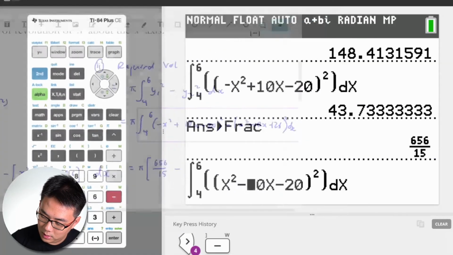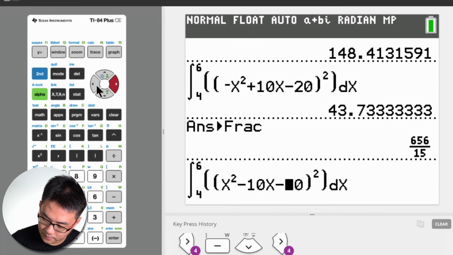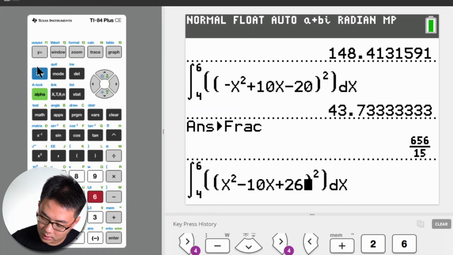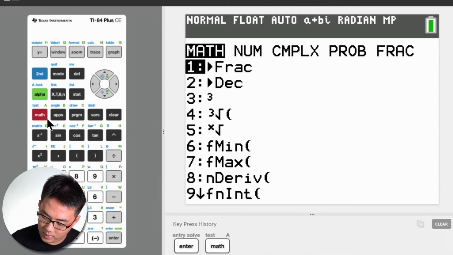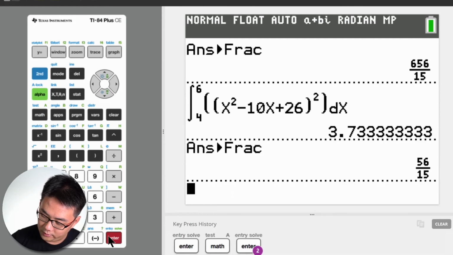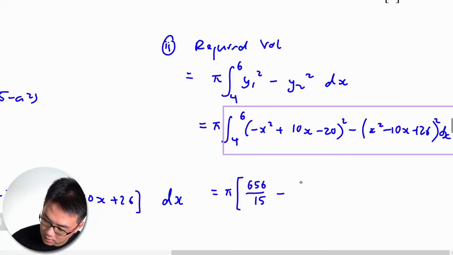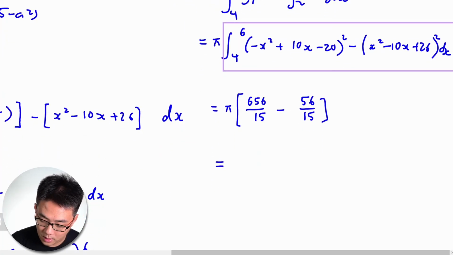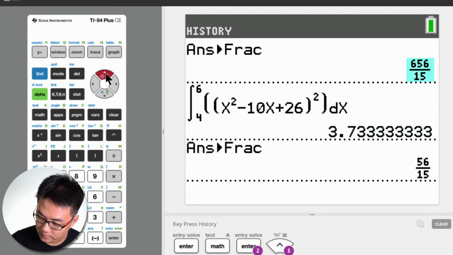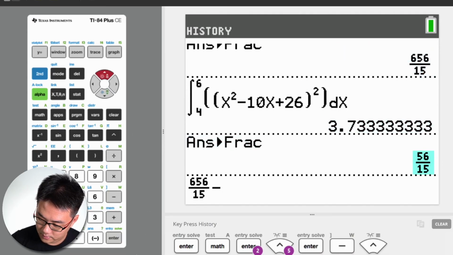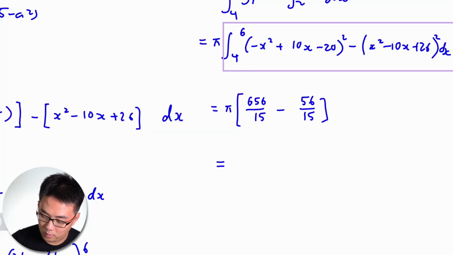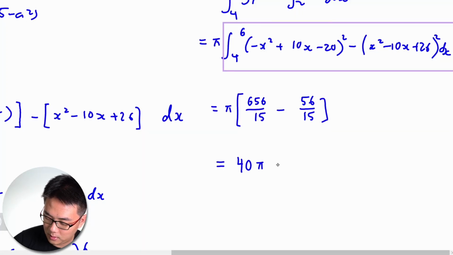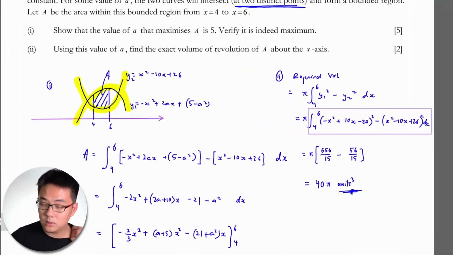Polynomials plus 26. Okay, so this is what I did. Square and enter. So this is 56 over 15. Okay, there you go. And I'm just gonna take this minus of that. Oh, that's great. 40 pi cube units. Okay, that's about it. So 2 marks, pretty okay.